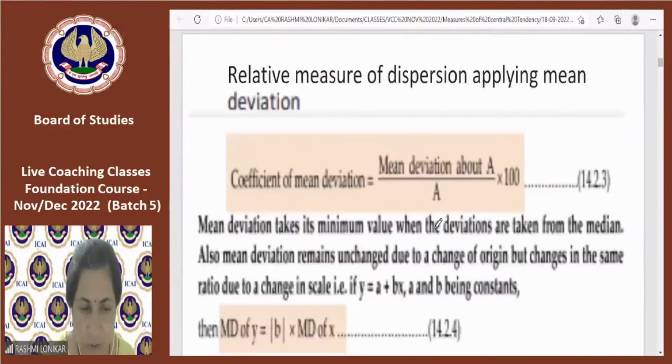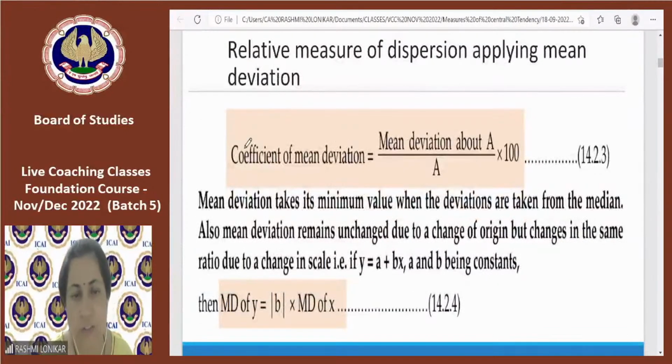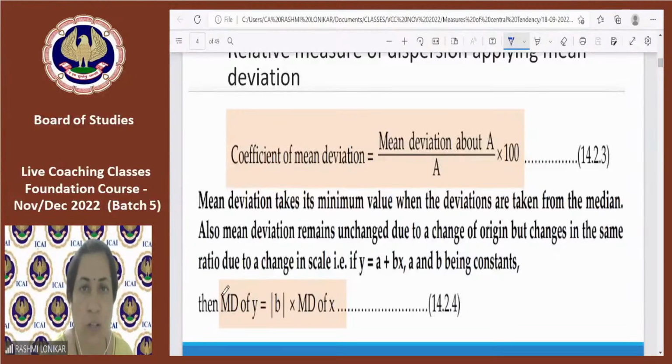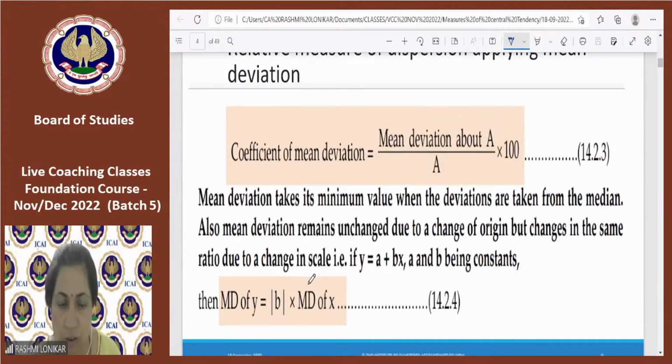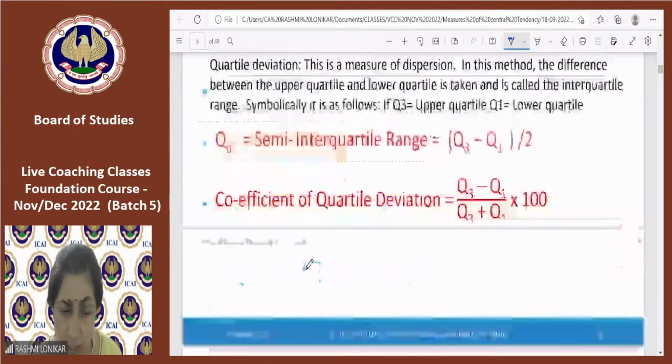Very nice. So, what are the relative measures of dispersion? First, we are talking about coefficient of mean deviation. That is, we find the mean deviation divided by A into 100. And we use the property also sometimes that it is unchanged due to change in origin, but it changes with change in scale. So MD of Y is equal to B times MD of X. Then we have quartile deviation.